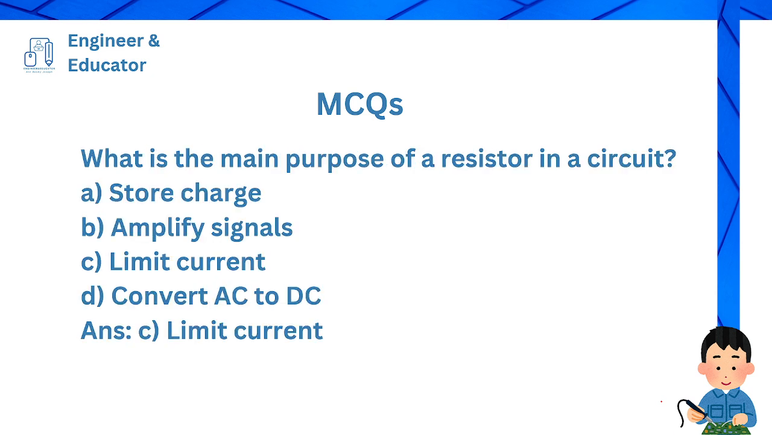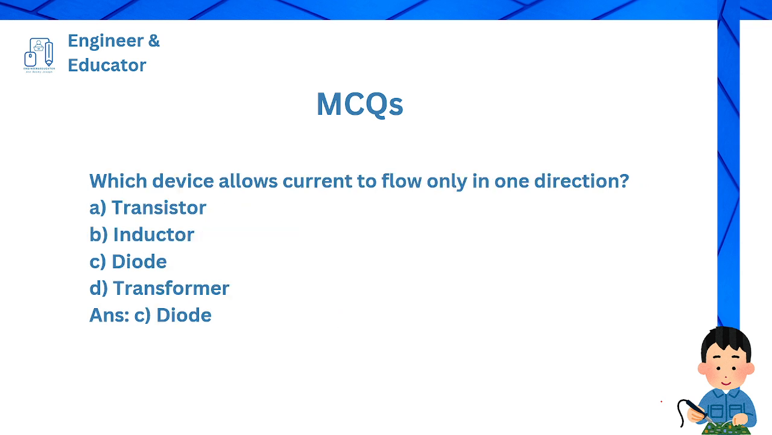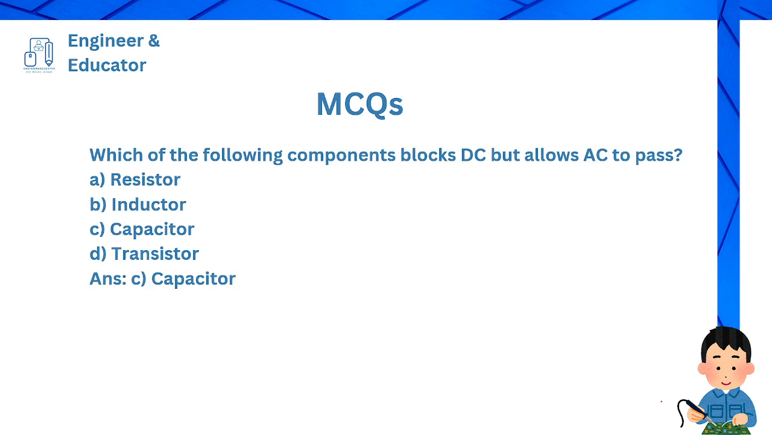What is the main purpose of a resistor in a circuit? To limit the current flow. Which device allows current to flow in one direction? Diode. Which of the following components blocks DC but allows AC to pass? Capacitor. Capacitor has high impedance to DC but low impedance to AC. So capacitor blocks DC and allows AC to pass.